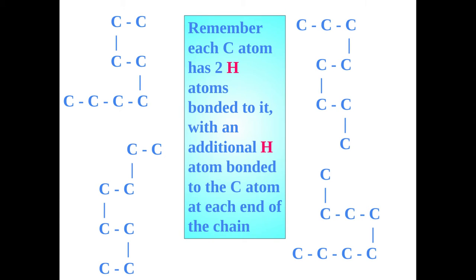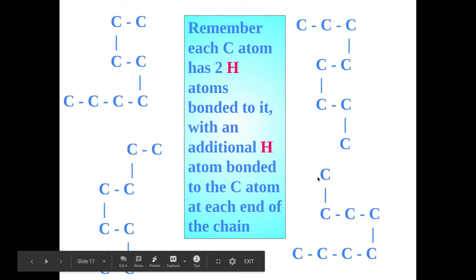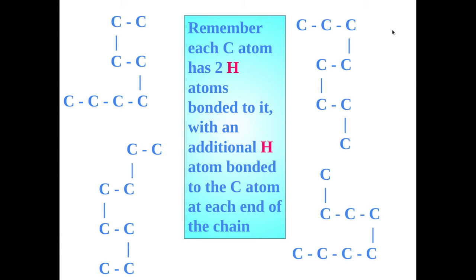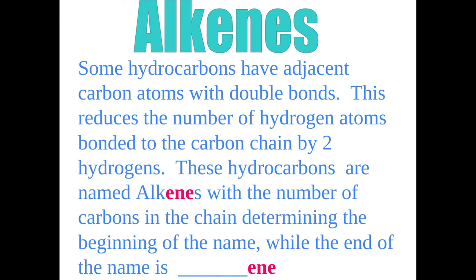Notice all of these have 8, so octane, 8 carbons in the longest chain, and ane. They're all connected by a single bond. So this has 8, this has 8, this has 8, and this one has 8 as well. So again, all of these have the exact same chemical formula. They all have the exact same chemical and physical properties. All of these are octane, okay?